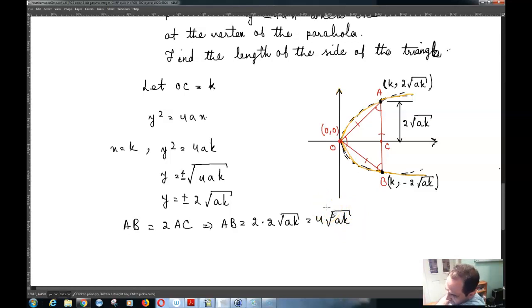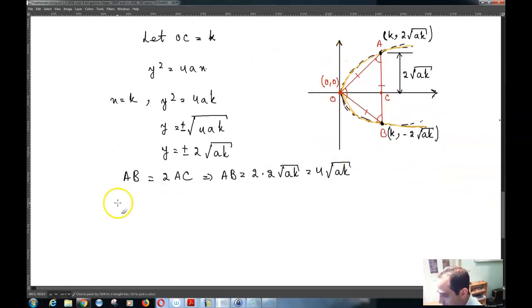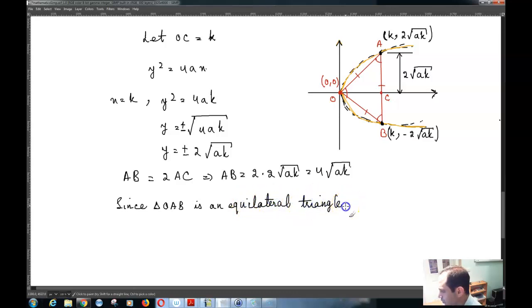Now, there is something interesting that you can do in order to get rid of your K over here. Since triangle OAB is an equilateral triangle, you can say that OA is equal to OB.